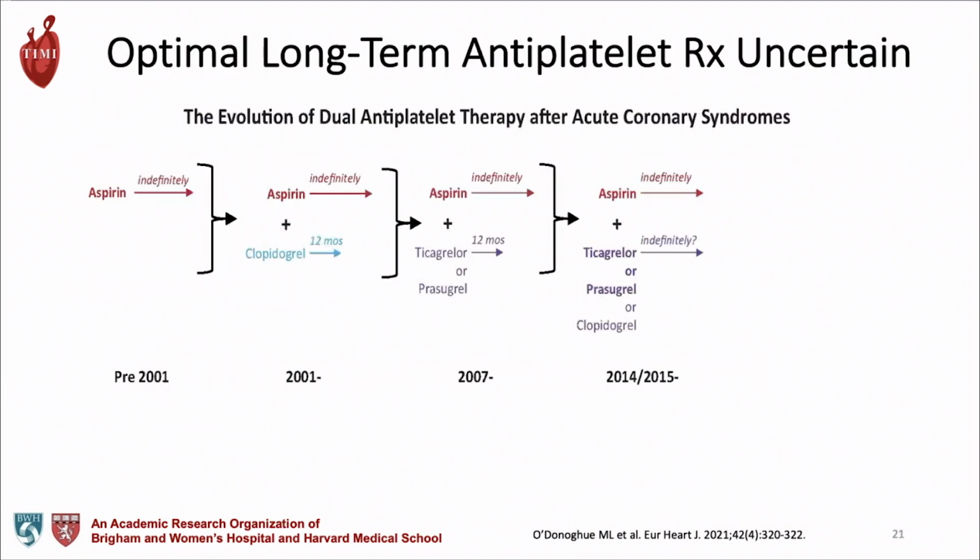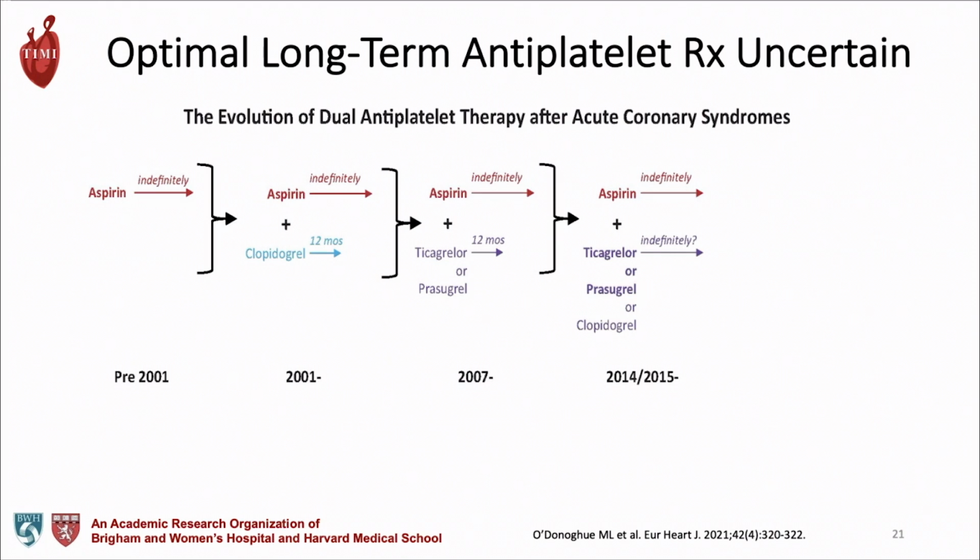One of the active areas is what is the optimal long-term duration of antiplatelet therapy. I would say there's been a lot of changes over time, and I'm not sure that we have a clear right answer at this point. So in the 1990s, we used aspirin alone. Clopidogrel was the P2Y12 inhibitor that came on the scene around 2001. And that's when we started using dual antiplatelet therapy with at least 12 months of both.